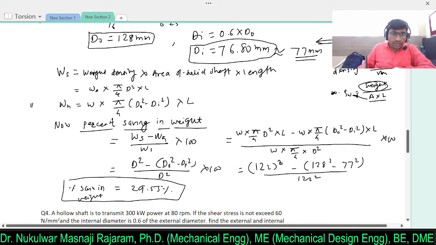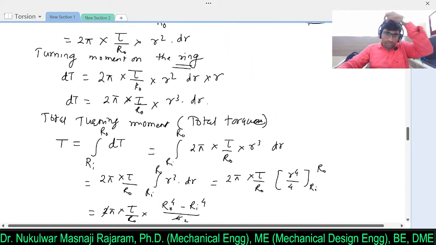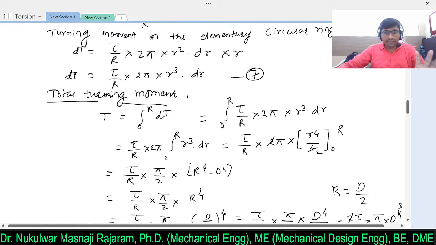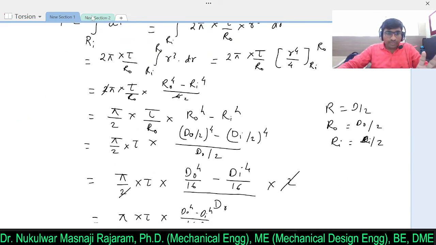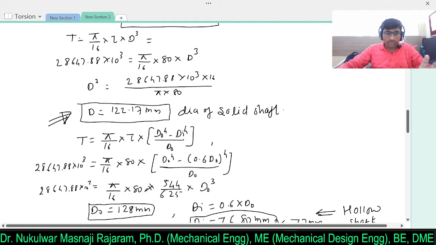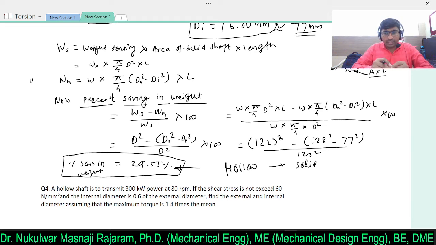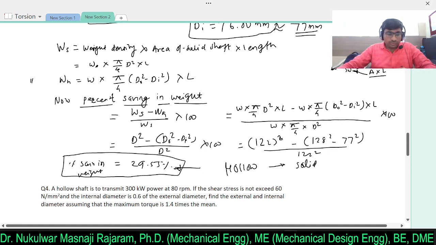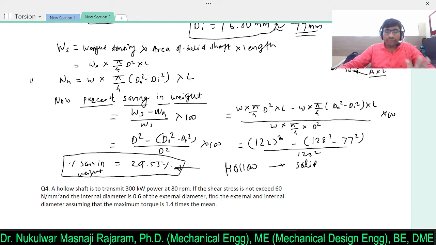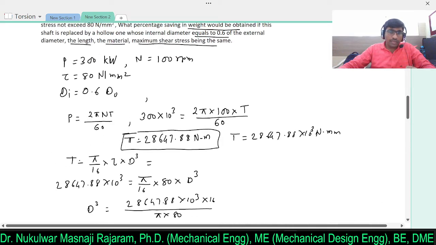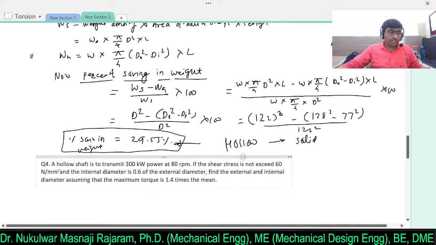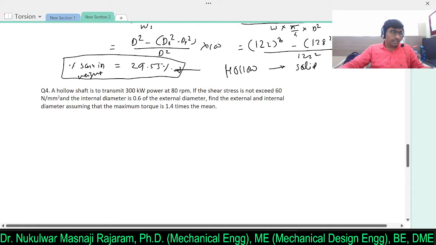Clear. Yesterday I had not discussed why we prefer the hollow shaft instead of the solid shaft. If you observe, we have derived both the cases, the equation for the solid shaft and for the hollow shaft. From this equation, this is the most important thing. If you use a hollow shaft instead of solid, then we can say there will be a saving of near about 30% of weight. Clear. So we always prefer a hollow shaft instead of a solid shaft for transmitting the torque. Clear. I hope you understood the entire equation. Now let's move to the next numerical.